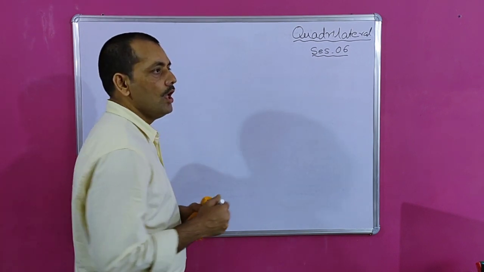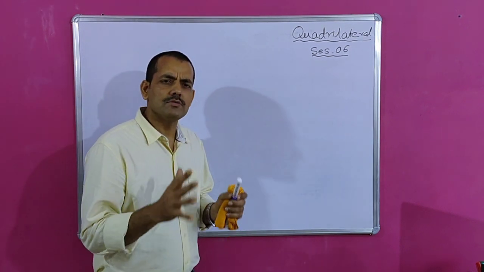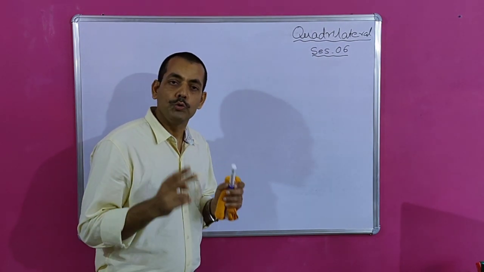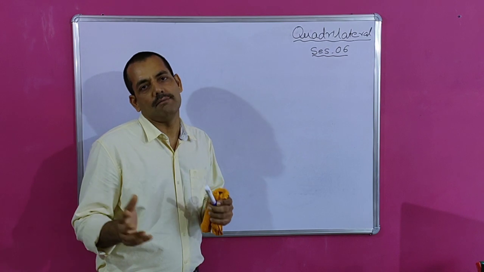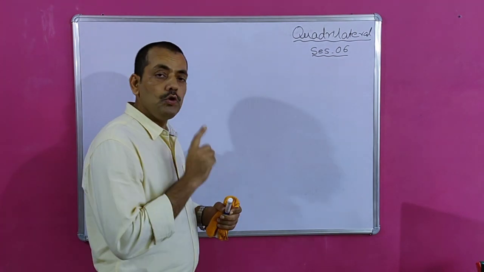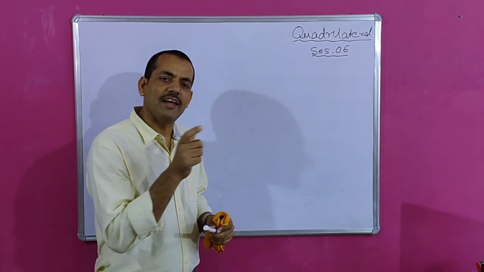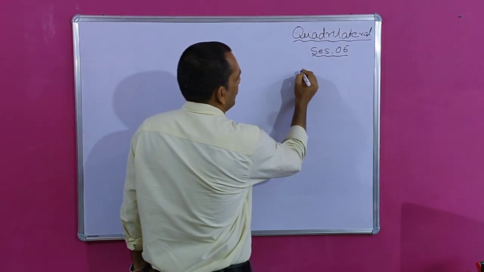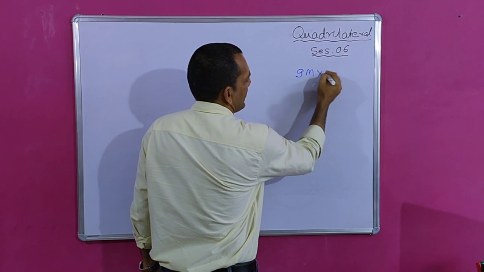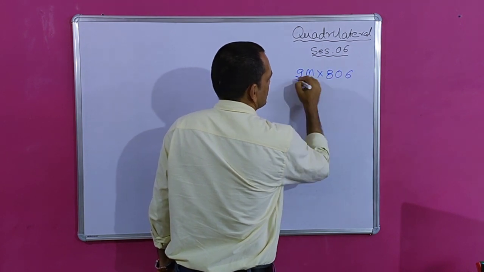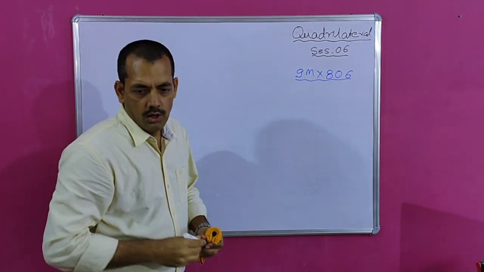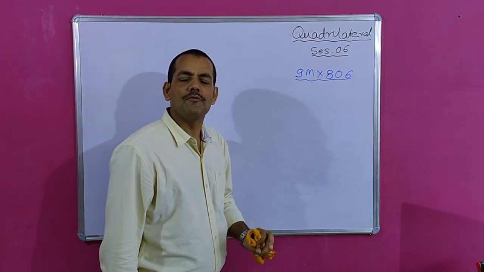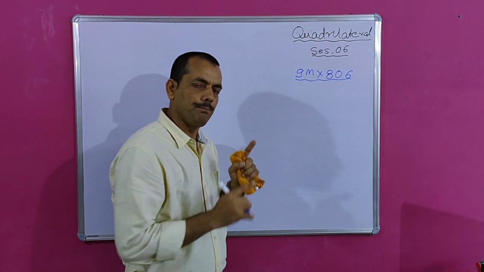Now, we will take 5 questions in this session: 1 easy level, 2 medium level and 2 difficult level questions. If you want to go through all these 5 questions in a single PPT, then the PPT ID is 9MX806. You can search this PPT ID and you will get all the 5 questions in the same PowerPoint presentation.